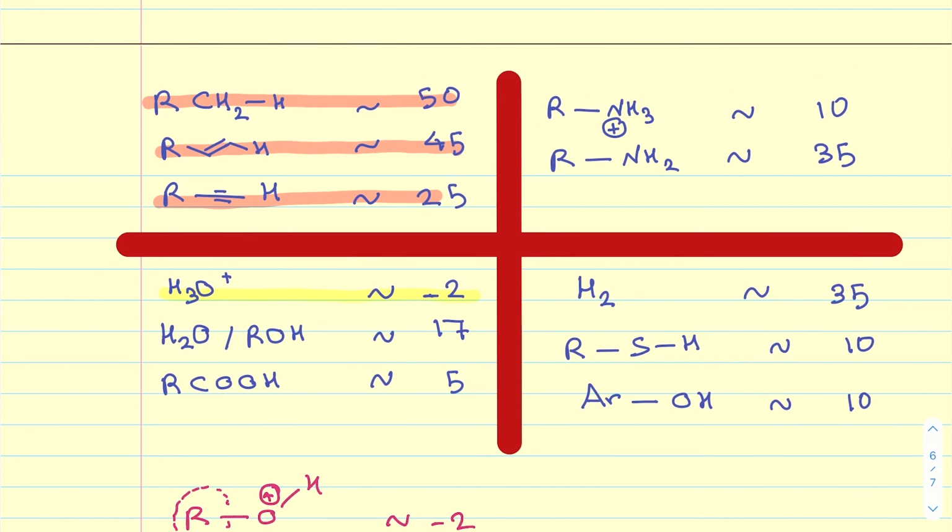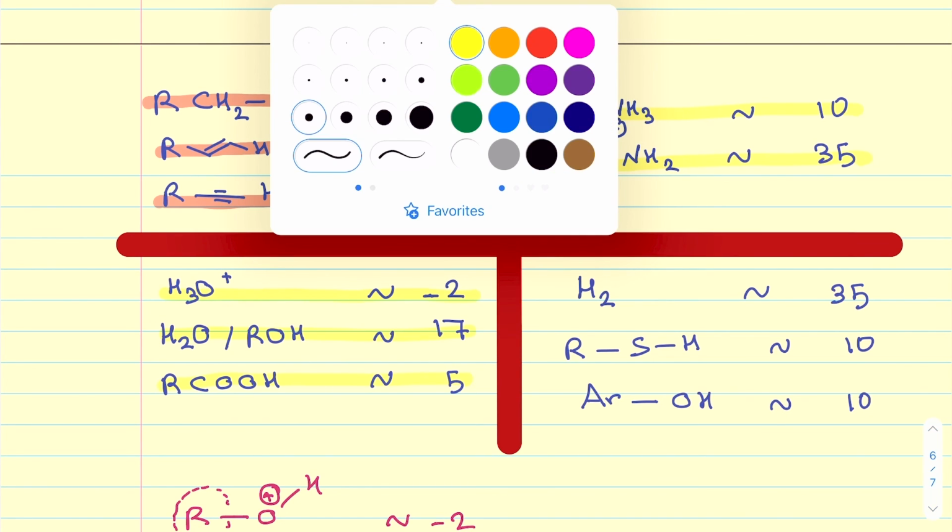Water and most of the alcohols are going to have a pKa of around 17. Your typical carboxylic acids are going to have a pKa of around 5. NH3 going to RNH3+ going to RNH2 is going to have a pKa of around 10, but RNH2 going to RNH minus, obviously, is going to have a much bigger pKa, around 35. These are two very helpful values to remember.